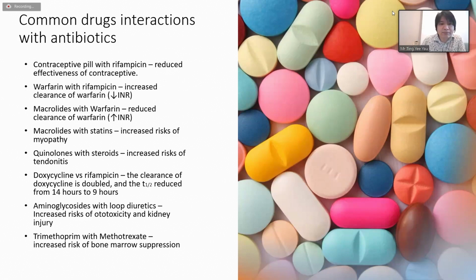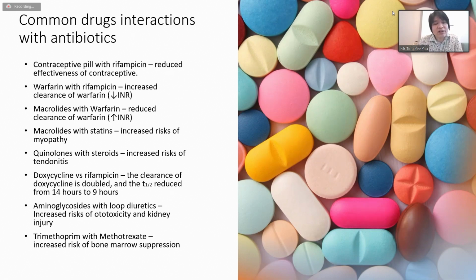Not just with our diet, but also with common drug interactions. A strong inducer like rifampicin will reduce the efficacy of the contraceptive pill. Also, rifampicin will affect the warfarin INR. However, if you give a strong CYP enzyme inhibitor like a macrolide, it will, on the other hand, increase the INR of the warfarin. A strong inhibitor like a macrolide will also increase the risk of myopathy with statins.